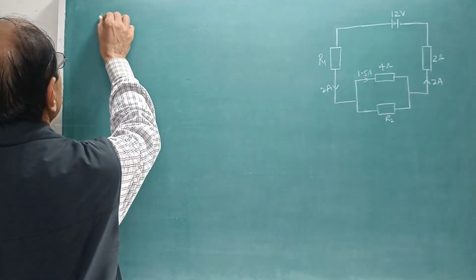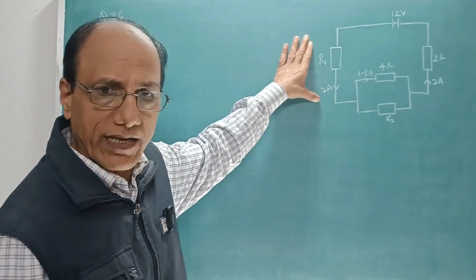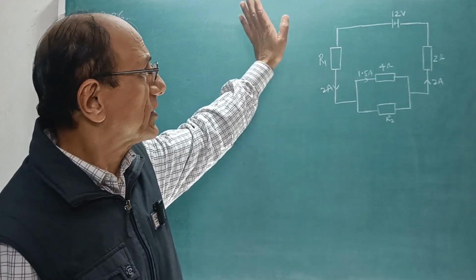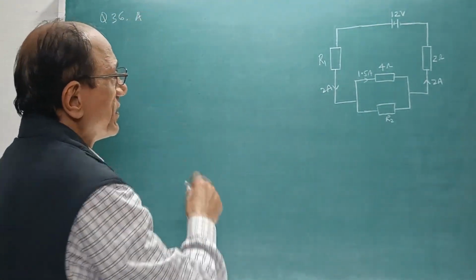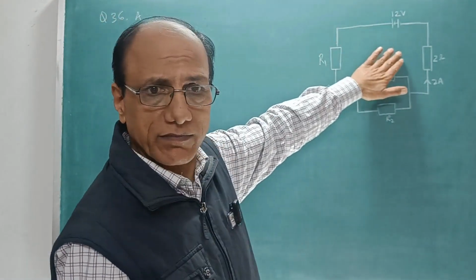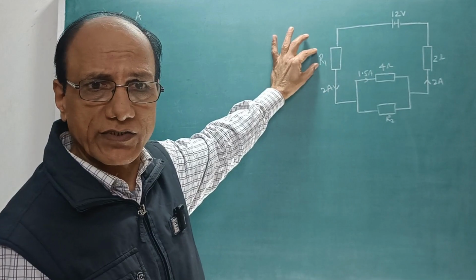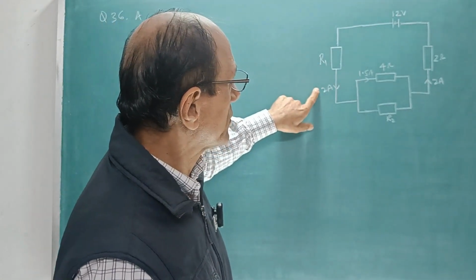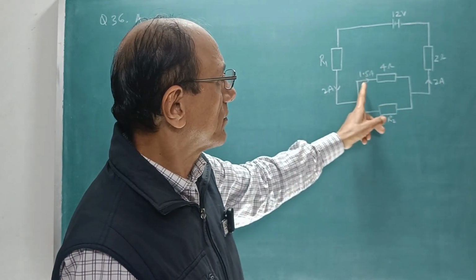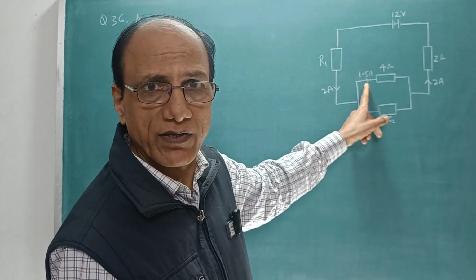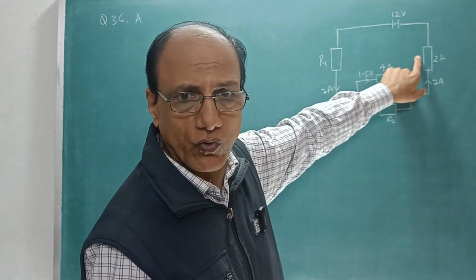Question number 36. Here is the above question. This diagram is there, and in this question you have to attempt either A or B. So this is the part A. So here is the circuit. Here is 12 volt. This is the R1 resistor. Here the current is 2 ampere. Here is R2, and here a 4 ohm resistor through which 1.5 ampere current is passing. Again, this will be 2 ampere and this is 2 ohm.